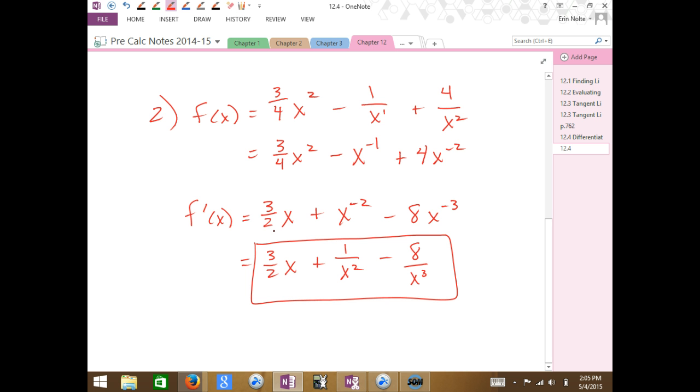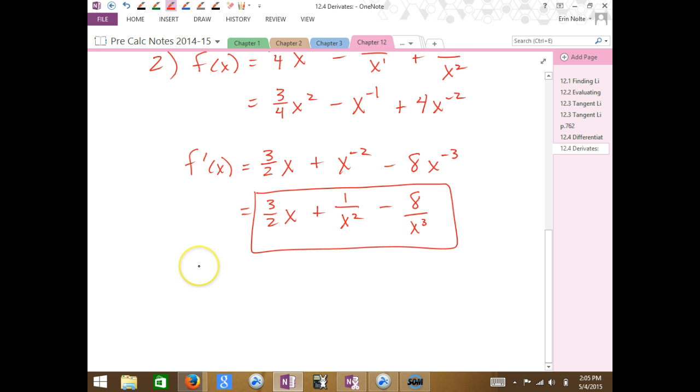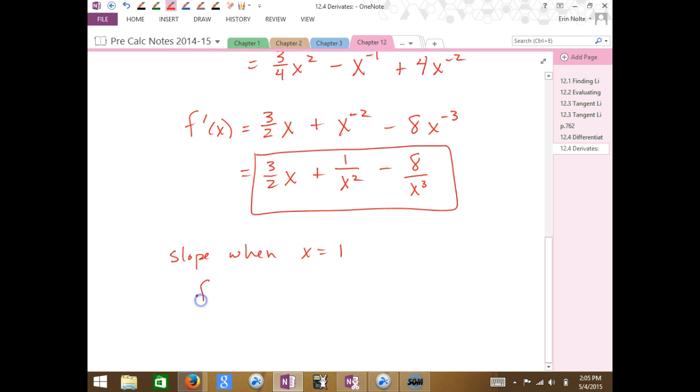Okay, so do I need to do any examples where they ask you specifically what is the slope at a given point? Yeah. So if I take this and say, find the slope when x equals, let's make it easy, 1. What would you do if they give you an x value? Plug it in. You plug it in, okay? So you find the derivative, and then you plug that x value in. Okay, so I can write the notation as the derivative of 1 is 3/2 times 1 plus 1 over 1 squared minus 8 over 1 cubed.